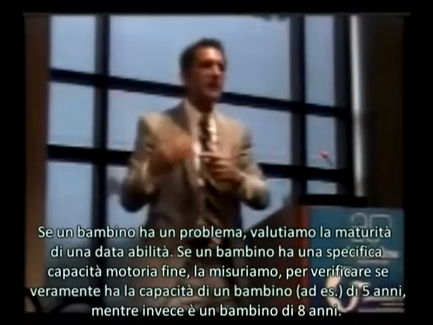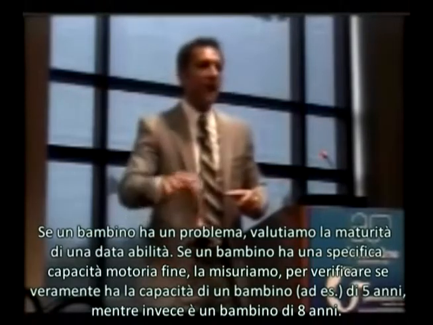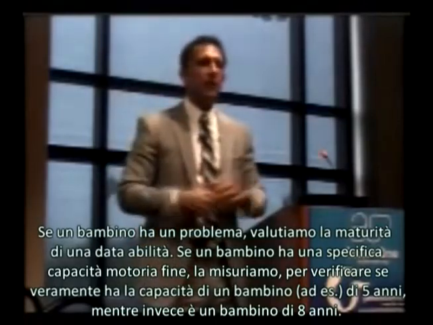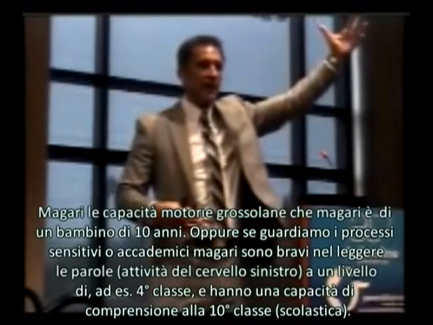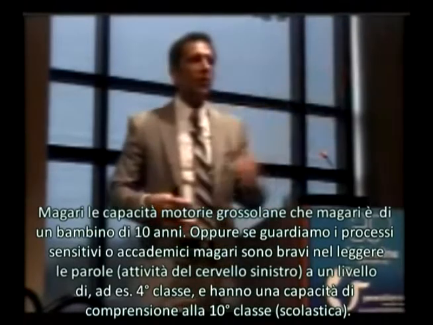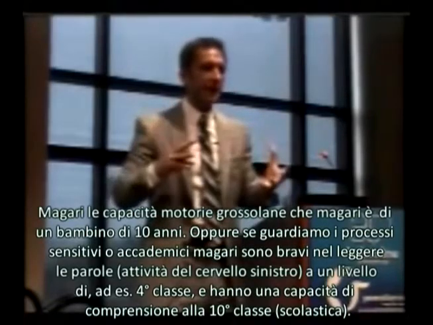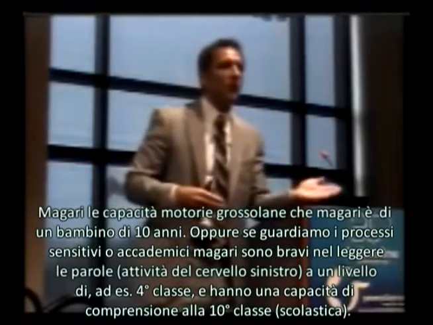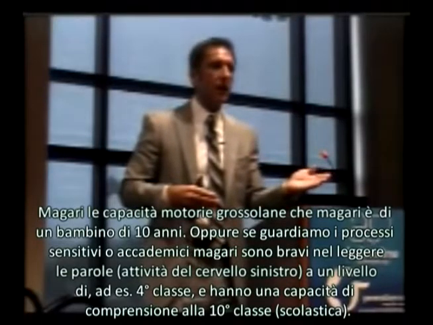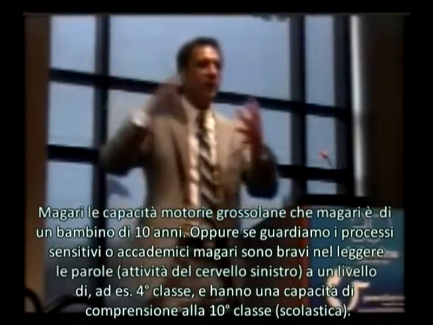We look at maturity level of skills. So if a child has a specific motor skill, like fine motor skill, and we measure that they're actually doing it at a 5-year-old level when they should be doing it at an 8-year-old level, but they may have a gross motor skill like balance or coordination at something like a 10-year-old level. Or we look at sensory processing. They may be able to do certain types of sensory processing at different levels. Or academic. They may do word reading, which is a left brain skill, at, let's say, 4th grade, but they may have reading comprehension at a 10th grade level. So we look at those things.